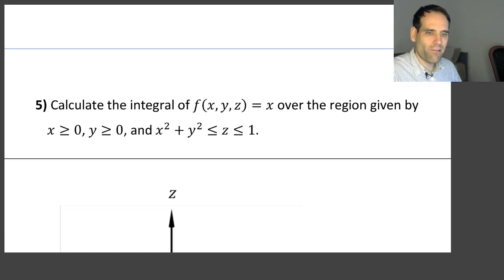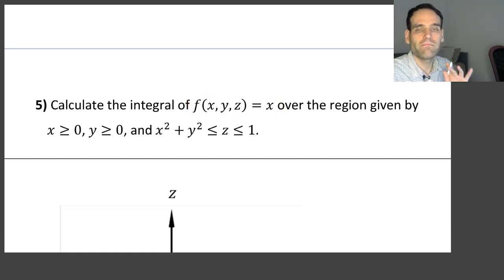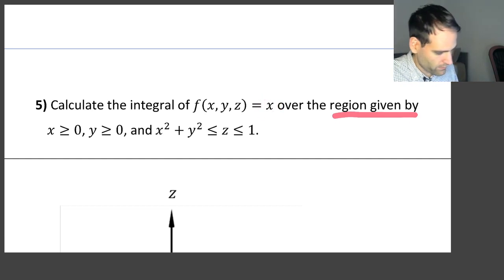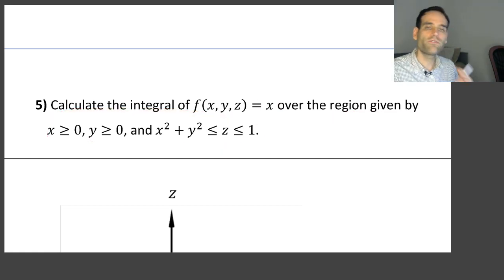Let's do this problem now. Calculate the integral of f(x,y,z) equals x. So our integrand is going to be simple. It's going to be x over the region given by, and now we are given three inequalities. These three inequalities will determine the region of integration.